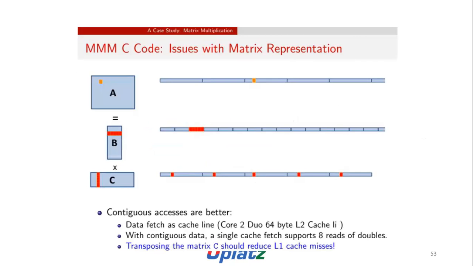C code issues with matrix multiplication, A equals B cross C. Contiguous accesses are better. Data is fetched as a cache line, and on the Core i7 it is 64 bytes for L2 cache and L1. With contiguous data, a single cache fetch supports 8 doubles. Transposing the matrix C should reduce L1 cache misses.